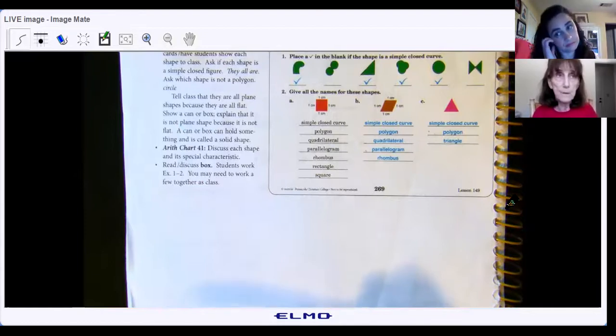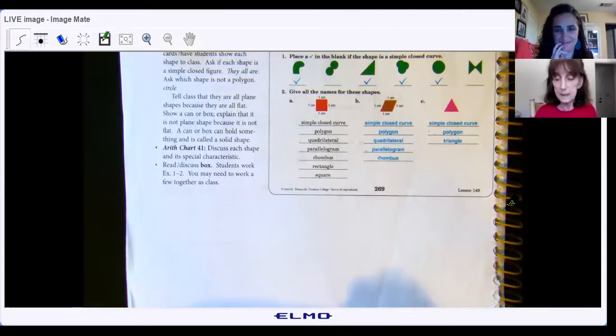5 sides is a pentagon, 6 sides is a hexagon, 7 sides is a heptagon, 8 is an octagon, 9 is a nonagon, and 10 is a decagon. Deca meaning 10. Okay, don't forget, simple closed curve. All of them are polygons if they're straight line segments. 4 sides quadrilateral, and you have to know the rest.